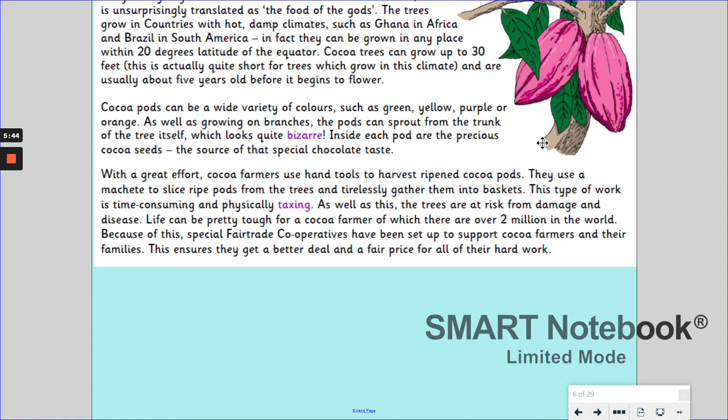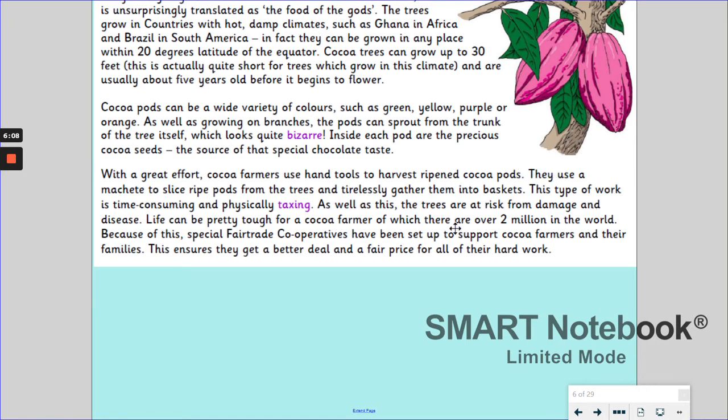As well as this, the trees are at risk from damage and disease. Life can be pretty tough for a cocoa farmer, of which there are over 2 million in the world. Because of this, special fair trade cooperatives have been set up to support cocoa farmers and their families. This ensures they get a better deal and a fair price for all of their hard work.